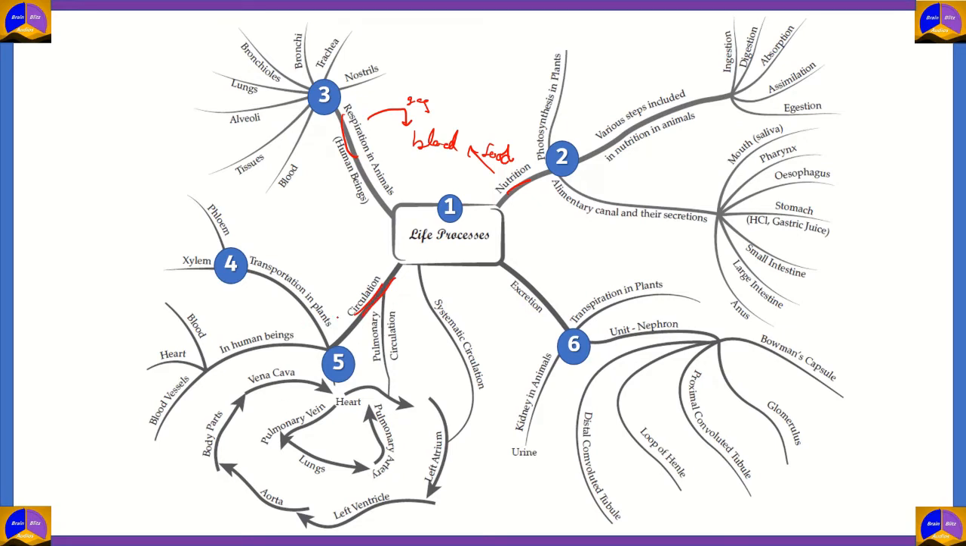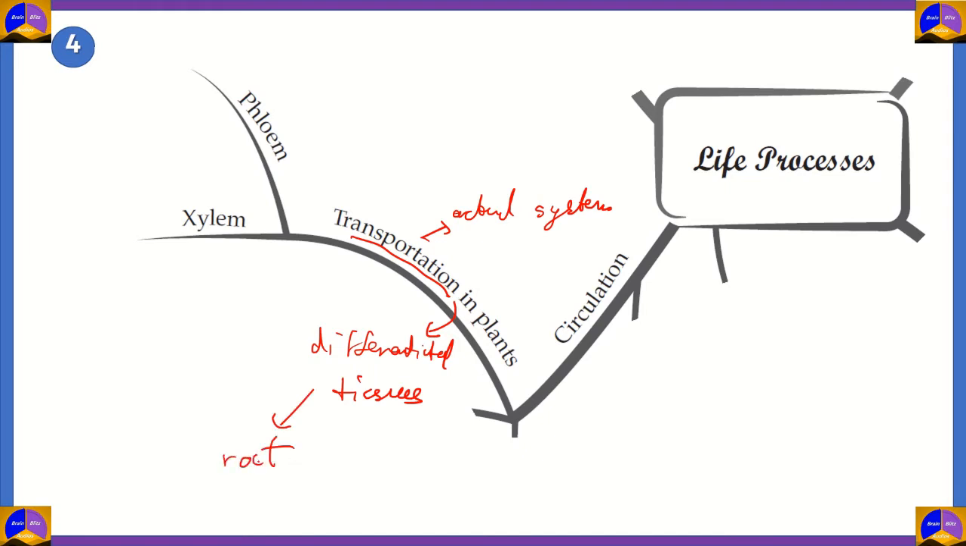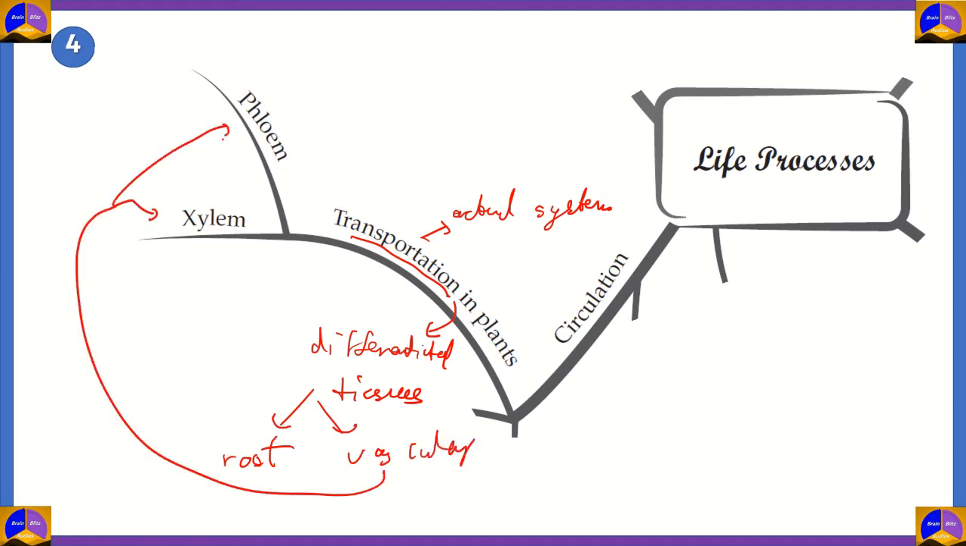Now, the circulatory system by itself is very extensive, so we're going to divide that into two parts. The first part deals with the transportation in plants. Now, when we look at plants, they do not have an actual system which deals with circulation. What they do have are differentiated tissues. So the differentiated tissues here include the root tissue and also the vascular tissue. The vascular tissue is what we call the xylem and the phloem.